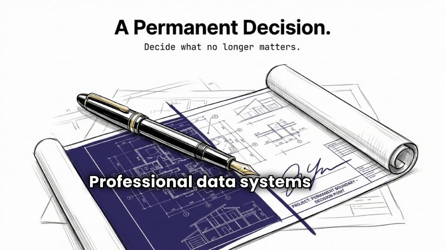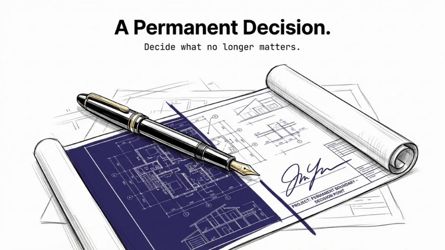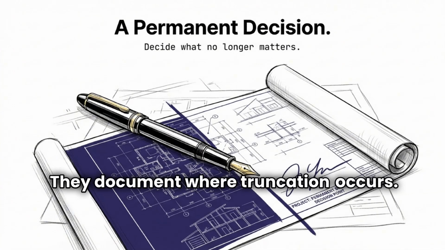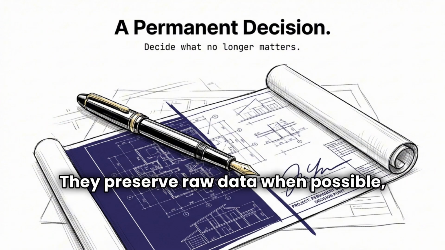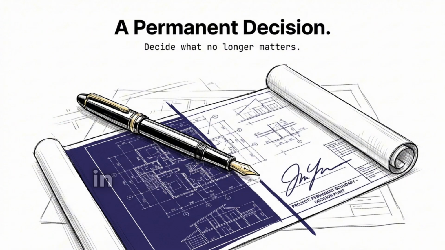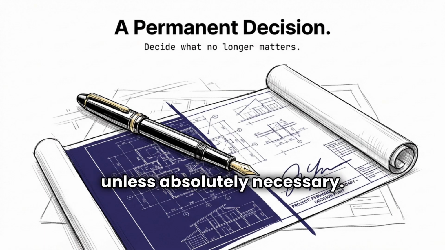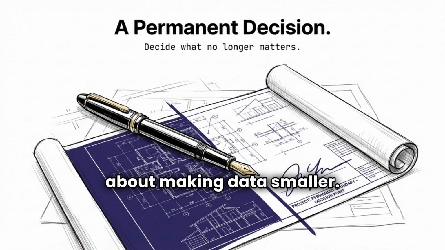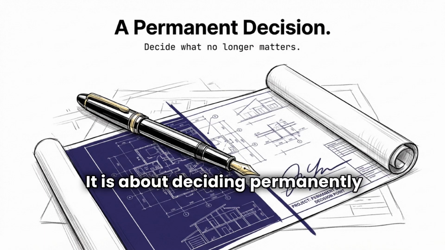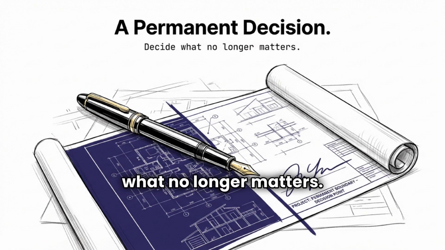Professional data systems treat truncation as a design decision, not a side effect. They document where truncation occurs. They justify why it is acceptable. They preserve raw data when possible. And they avoid truncation in irreversible pipelines unless absolutely necessary. Because truncation is not just about making data smaller. It is about deciding permanently what no longer matters. And that decision should never be accidental.